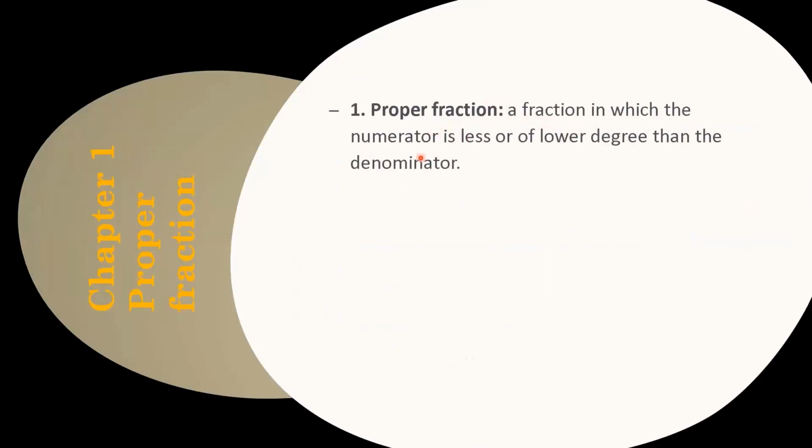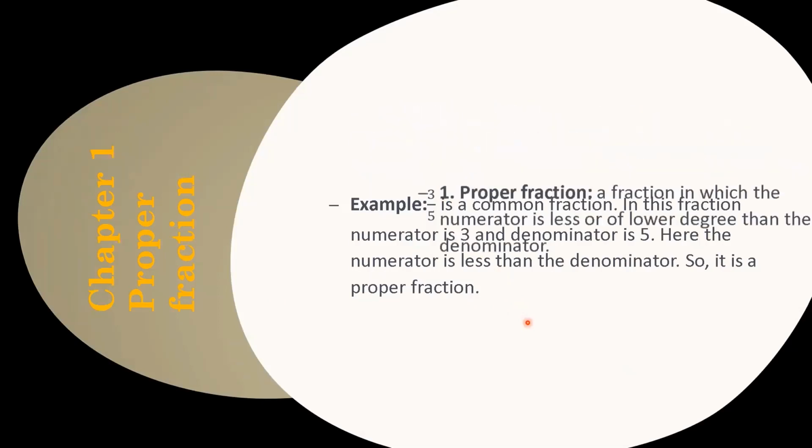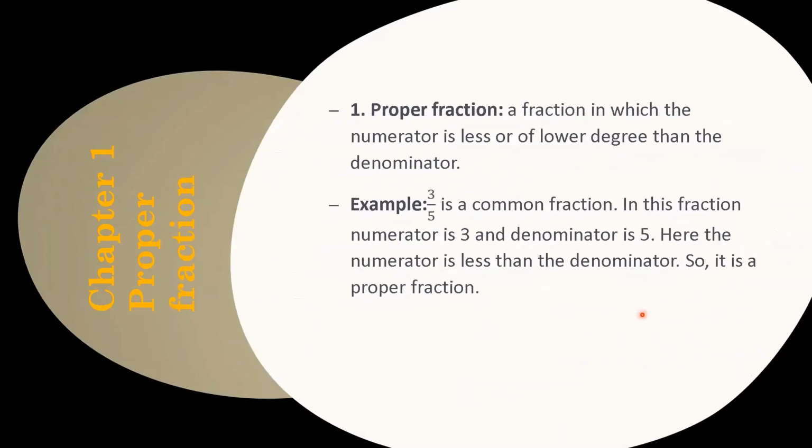Now we can see chapter 1, proper fraction. A proper fraction is a fraction in which the numerator is less than the denominator. Let me show you the example. 3 by 5 is a common fraction. In this fraction, numerator is 3 and denominator is 5. Here, the numerator is less than the denominator, so it is a proper fraction. This is the example, 3 divided by 5.